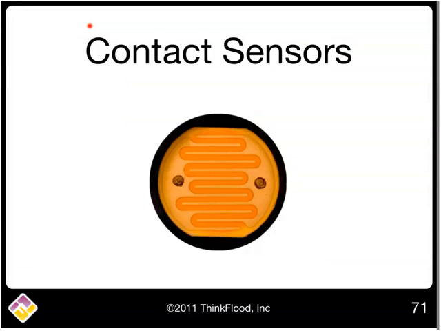All right, so let's take a look at contact sensors. Whereas contact relays give RedEye the ability to turn a switch on or off, contact sensors allow RedEye to detect when a switch is flipped.